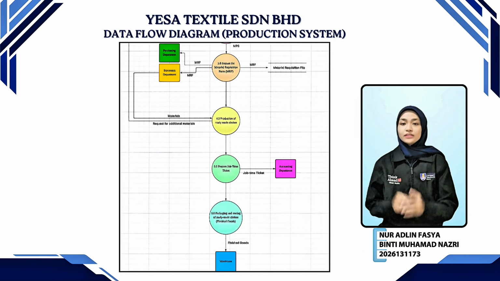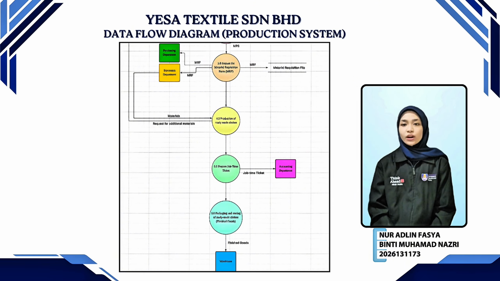After the production process is completed, the system continues to process 5.0, prepare job time ticket. The purpose of this process is to record the time used during production. The output is the job time ticket, which is sent directly to the accounting department. The accounting department uses this information for wage calculation and labor cost recording.